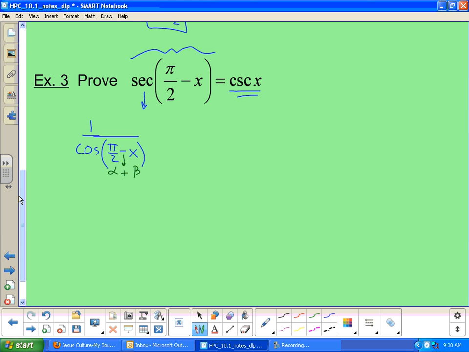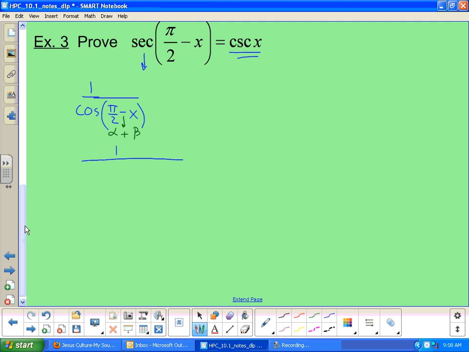All right, so let's keep working at it. 1 over. This is a cosine, so we have cosine, cosine, plus sine, sine. Cosine, cosine, sine, sine, with the sign, S-I-G-N, changing from a negative to a positive.